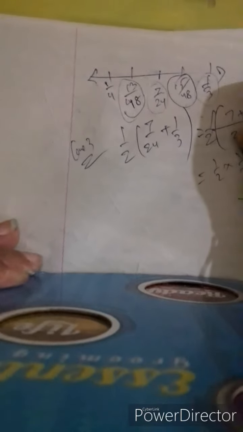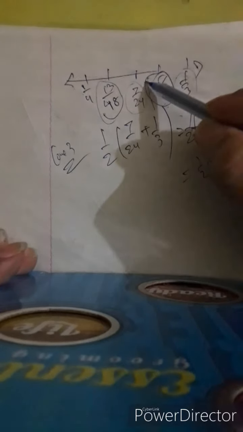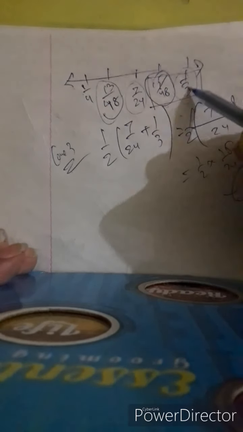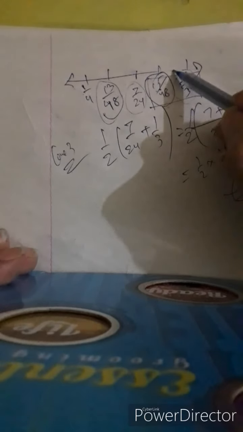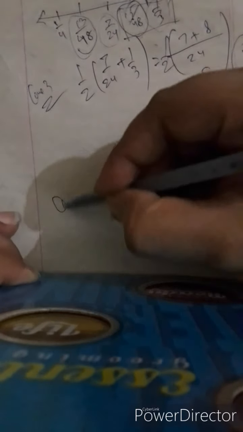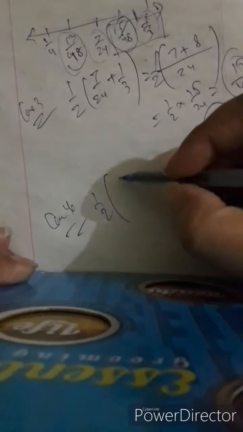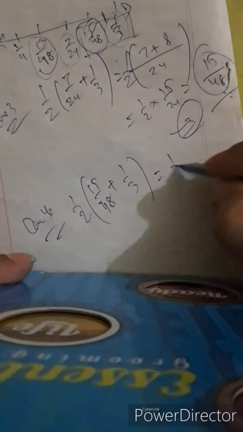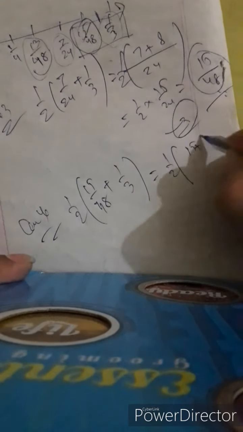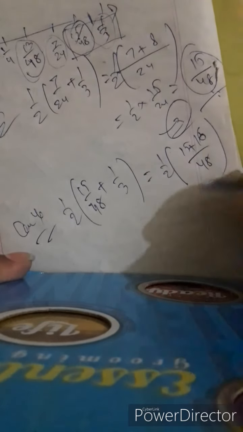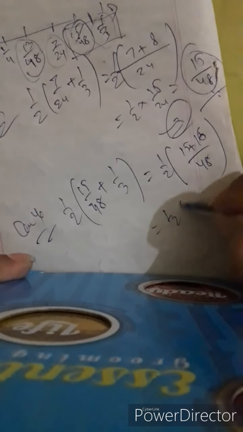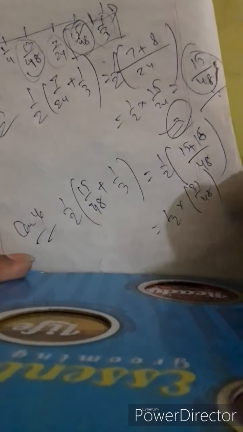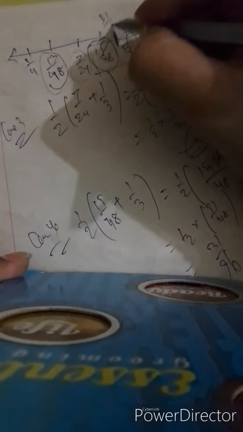And the last rational number, how will we obtain? Let's take the mid value between these two numbers. Case 4. So half into 15 by 48 plus 1 by 3, so half of 15 by 48 plus 16 by 48 equals half of 31 by 48 equals 31 by 96. So the mid value between them is 31 by 96.